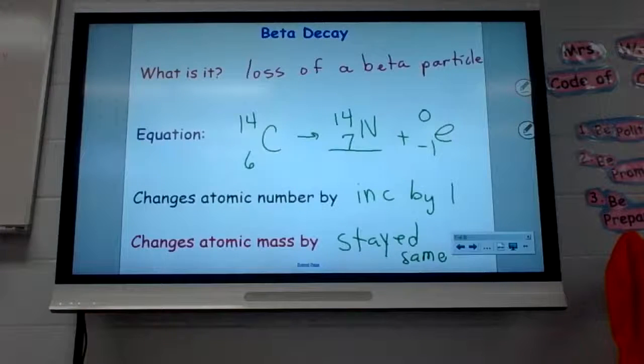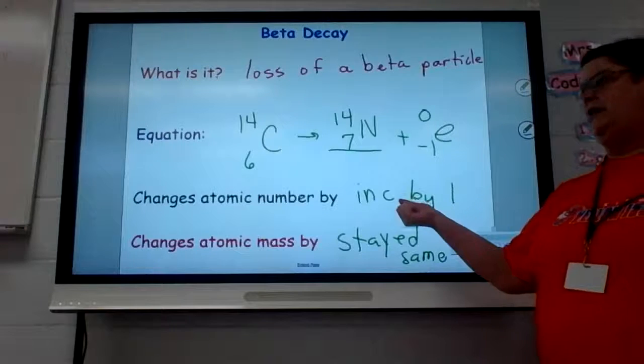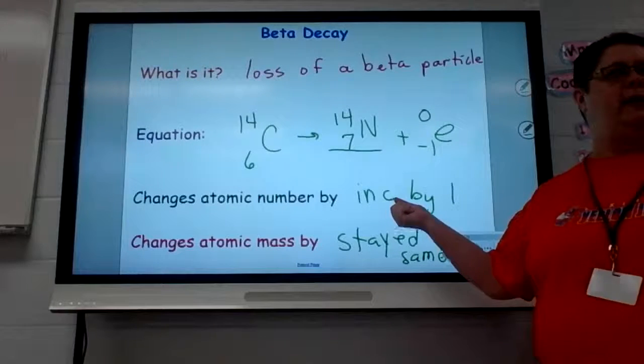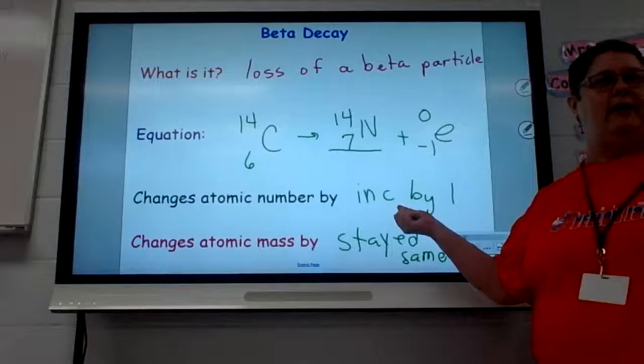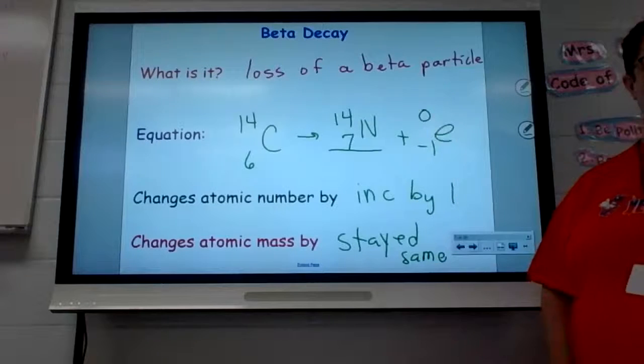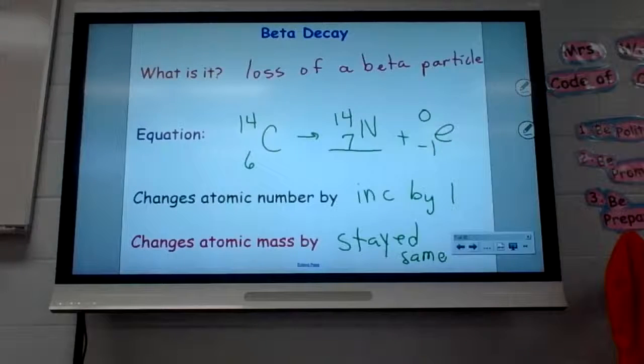And this was part of yesterday's explanation. Do you remember what the neutron broke apart into? The neutron broke apart into an electron. And what other particle do we say it made besides the electron? Anybody remember? A proton. So since it makes that proton, that's why the atomic number increases by 1, because it makes that proton. That's what causes the number to go up by 1, because it makes an extra proton.